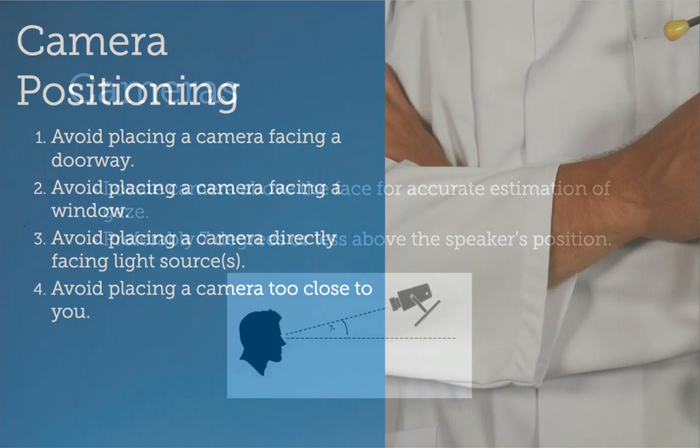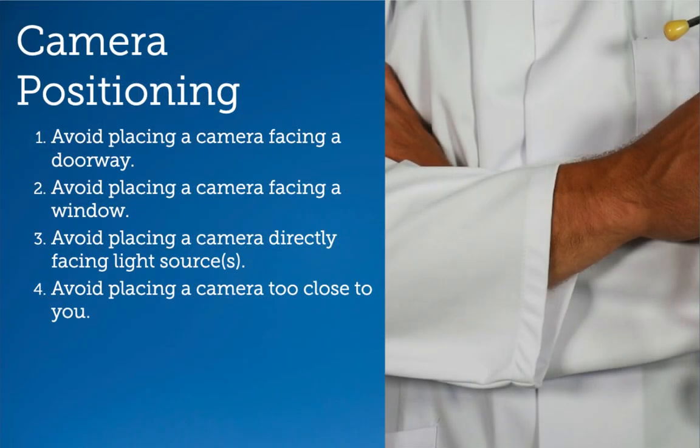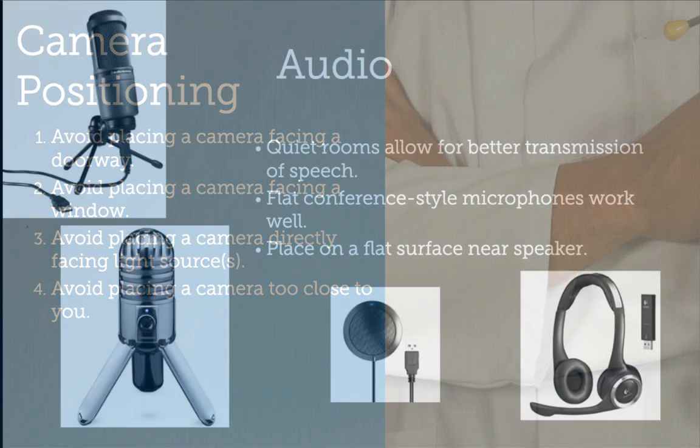Good rules to remember: avoid placing a camera facing a doorway, facing a window, directly facing a light source, or placing a camera too close to yourself. Consider a passport view, head and top of shoulders. Avoid being any closer than this, or the interaction may become uncomfortable for the patient.